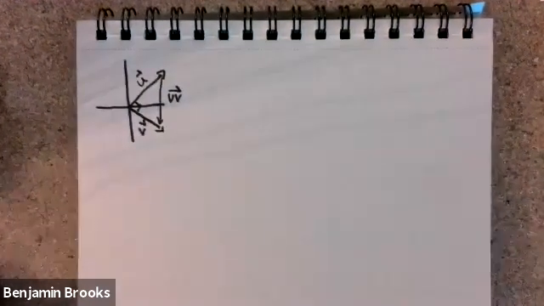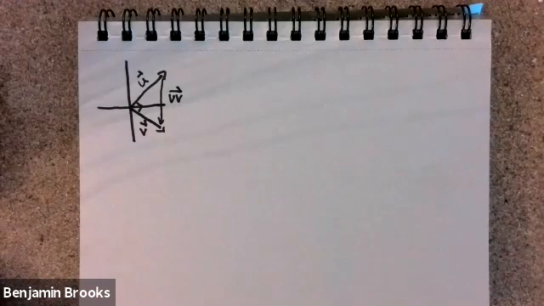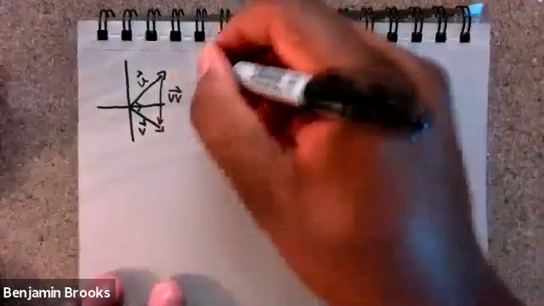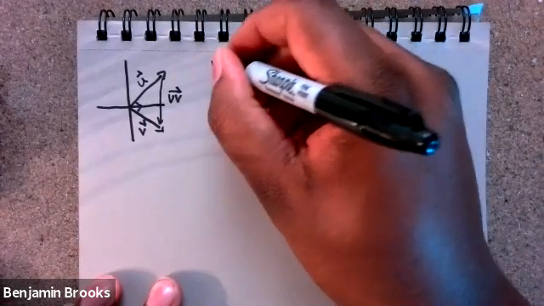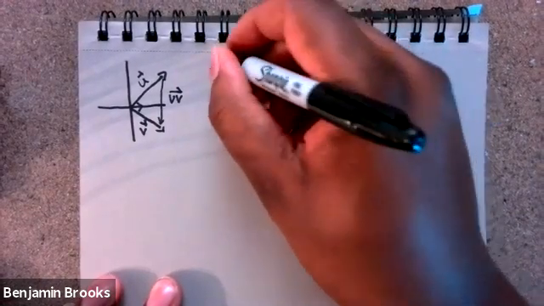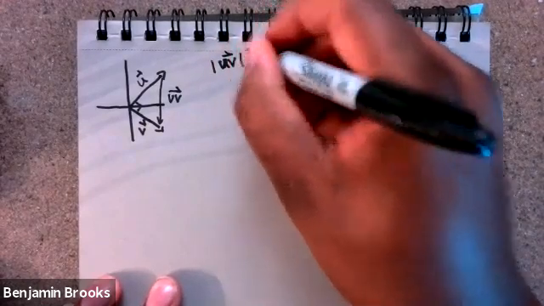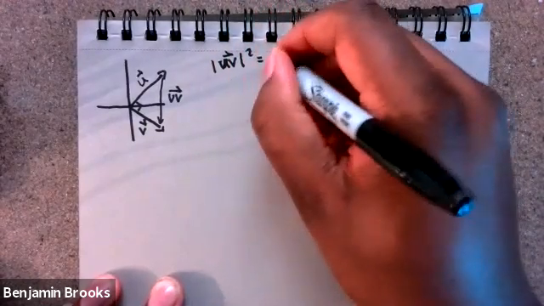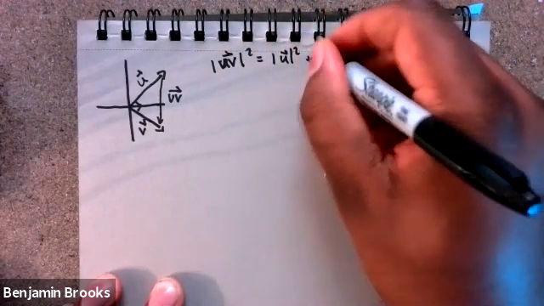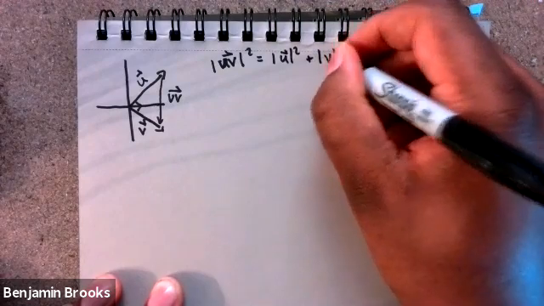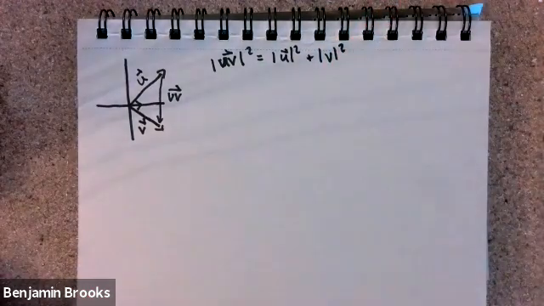Now, there are a few things that we can say about UV here. We can definitely say that the magnitude of UV squared equals the magnitude of u squared plus the magnitude of v squared. Now, why can we say that? Well, straight up Pythagorean theorem, right? UV obviously is the hypotenuse here. So a squared plus b squared equals c squared. Boom, we're done.